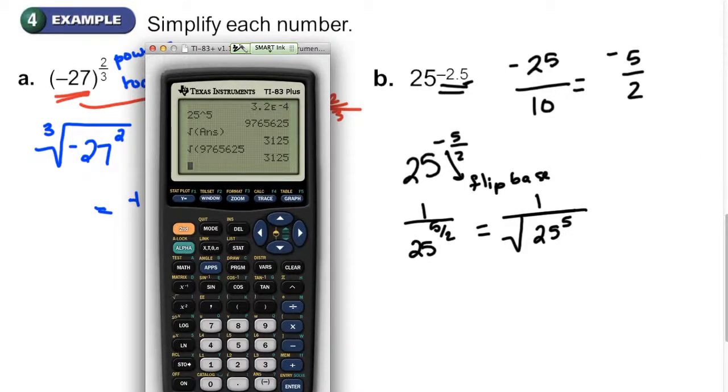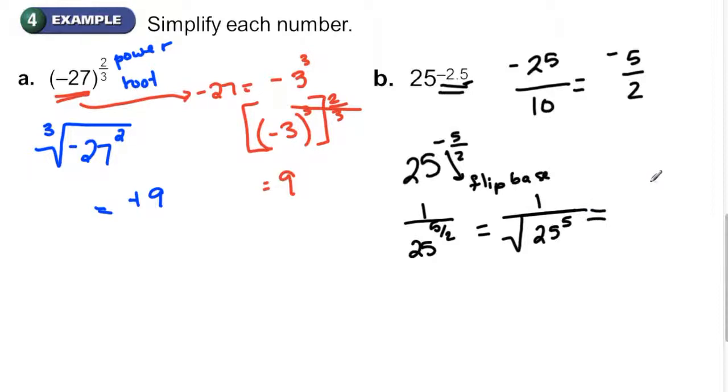So that makes this 1 over 3,125. And that is it. I know, that's it. That's all it is.